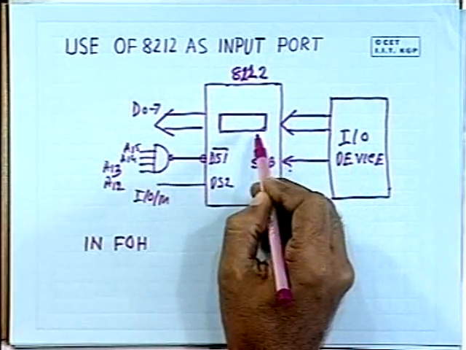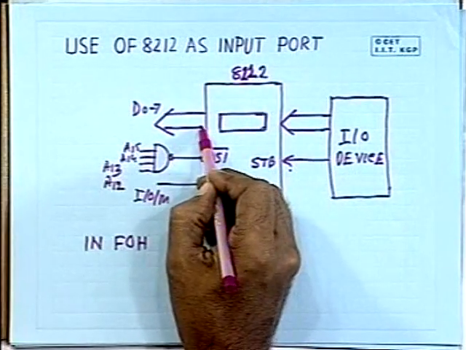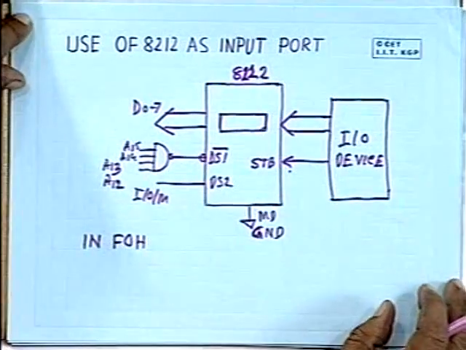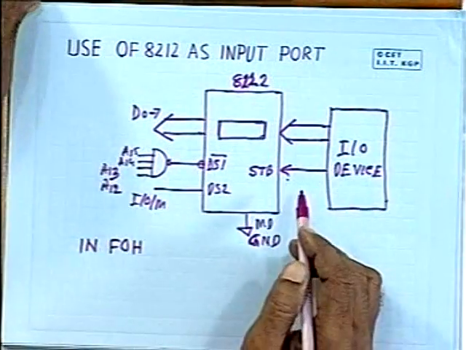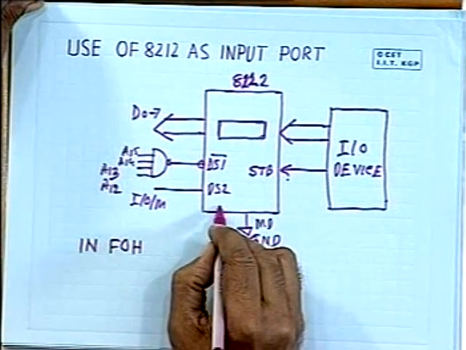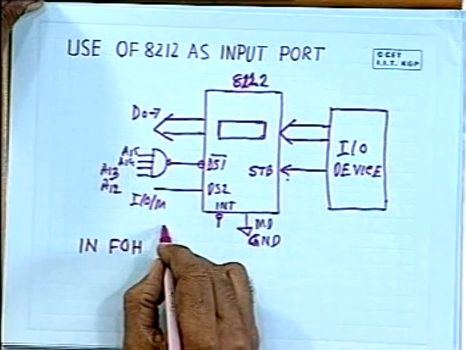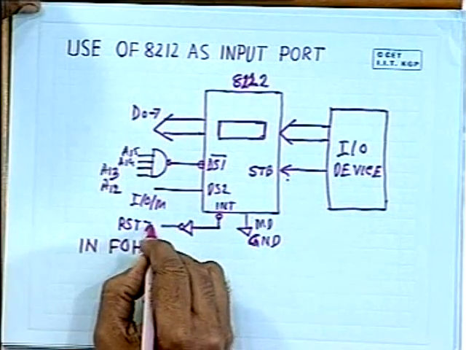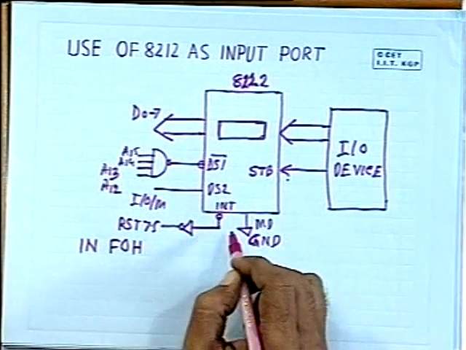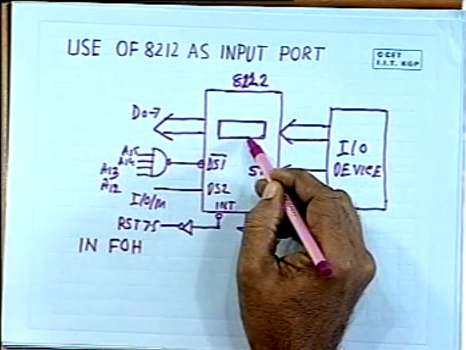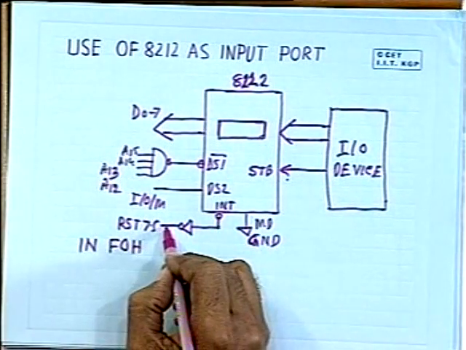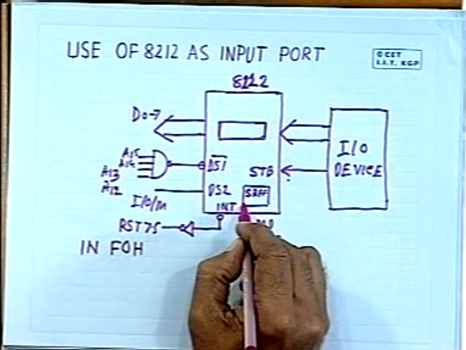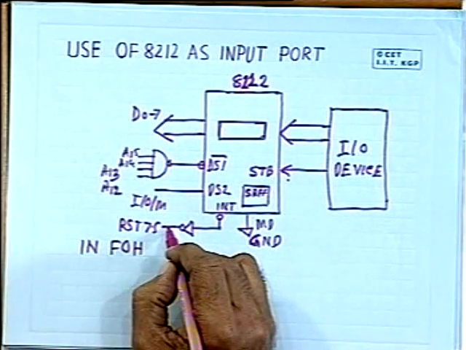And obviously, the IO device will write according to its own timing, and the microprocessor will subsequently read it according to its own timing. Now, in this case, the microprocessor does not know when the data has been written. So we can make use of the interrupt driven mode in this particular case. In such a case, the INT line, which is coming out from the 8212, can be connected through an inverter to one of the interrupt inputs, say RST 7.5. And in this particular case, once the data is latched into it, this line will go low and this line will go high. That means the flip-flop which is inside, there is an SR flip-flop, the service request flip-flop, will go low, and this will go high, and that will interrupt the processor.